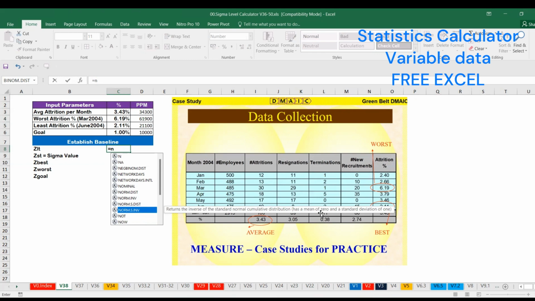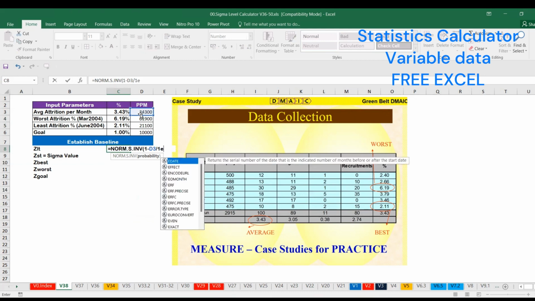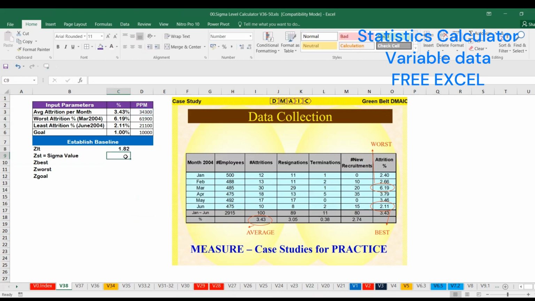The only thing is you have to make sure that you should not have 0 in the standard deviation. Just click this one, and 1 minus, because we are trying to find this from the mean, this divided by 1 to the power of 6, because this is already in PPM, and then you can just give it here, right? This is 1.2. We know that ZST is equal to ZLT plus 1.5, so I will put 1.5 directly here. That means the baseline, from this average, the value we are getting is 3.32 sigma.